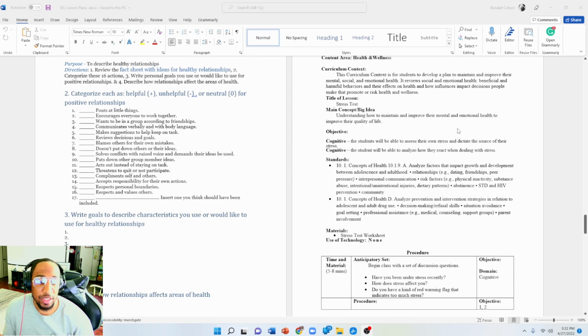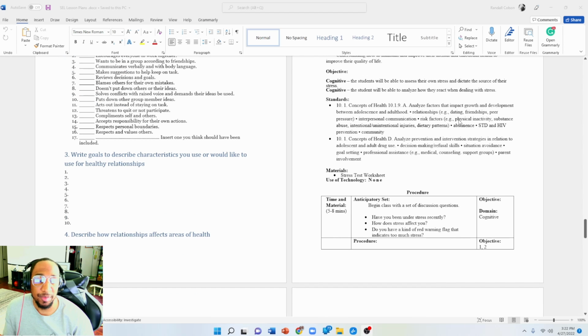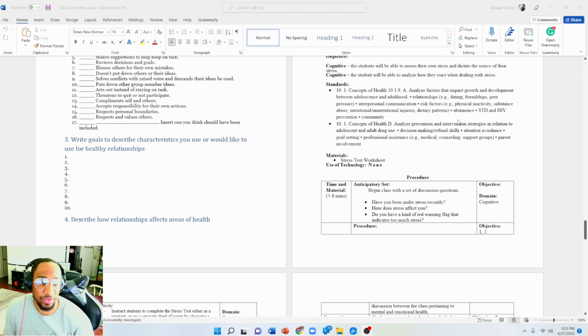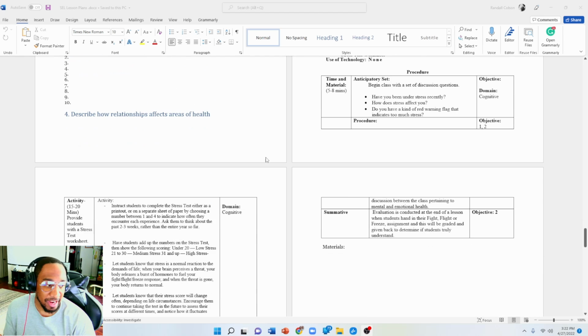Basically, I just want to talk about what stress truly means. Begin the class really with the 3 questions of have you ever been under stress recently? How does stress affect you? And do you have a kind of red warning flag that indicates too much stress? Again, get the students talking about stress, not defining it, because a lot of people already know what stress is, but we're going to define it more as we get into this activity.